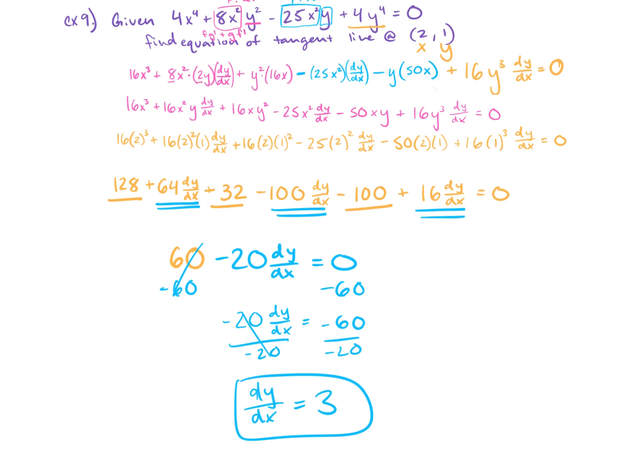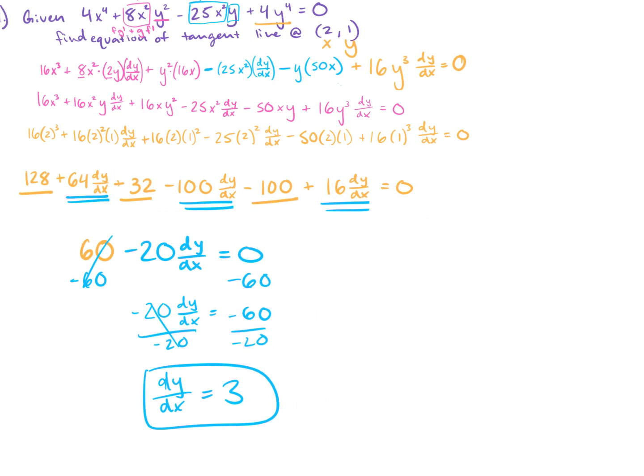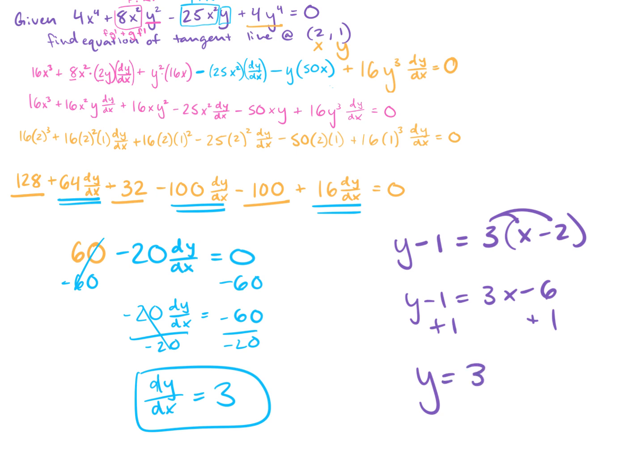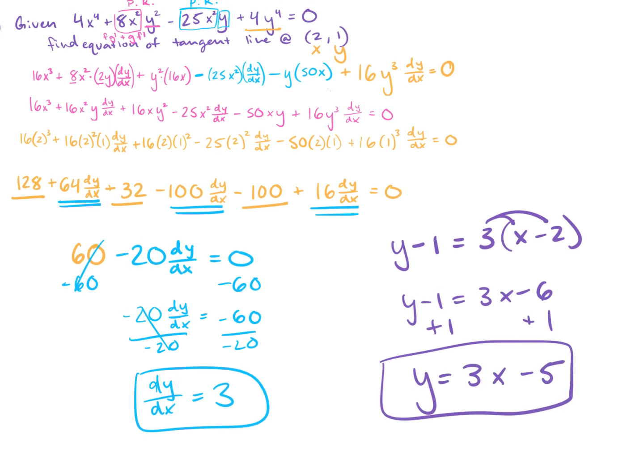What's this question asking us for? The equation of a tangent line. So we have to plug that into our equation of a line formula. y minus y1, so y minus 1, is equal to m times x minus x1, so x minus 2. And then we can put it in slope-intercept form. We get 3x minus 6, add 1, y equals 3x minus 5. So that would be our answer.